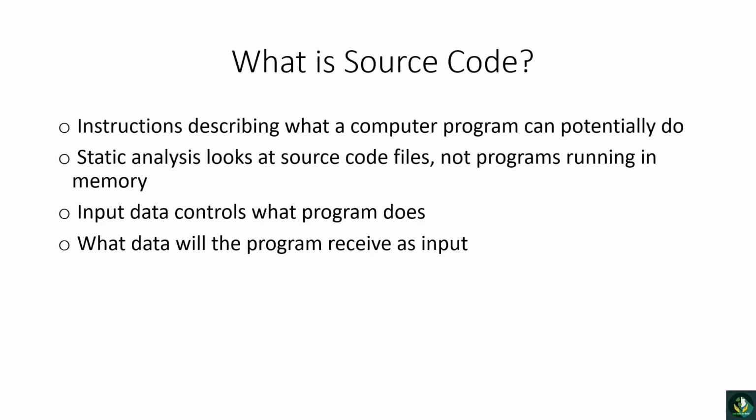So, what is source code? Source code is basically an instruction set describing what a computer program can potentially do, and static analysis looks at the source code files, but not the program running in memory. The input data controls what the program does while the code is running, and what data the program will receive as input.